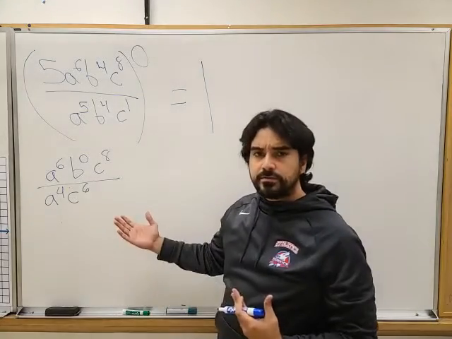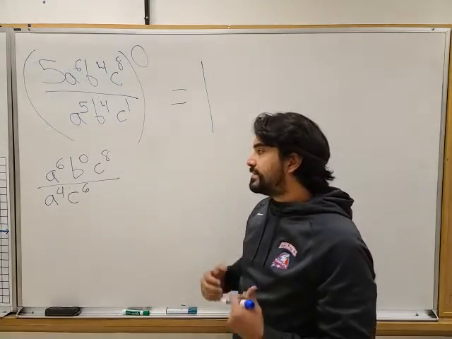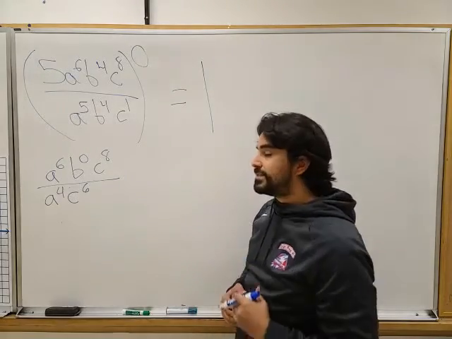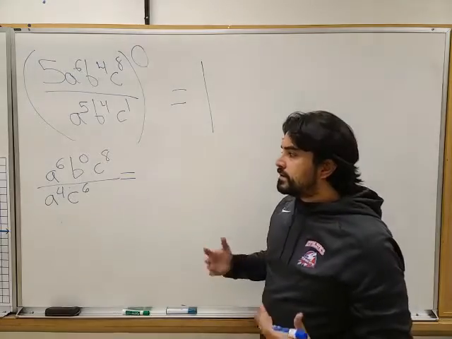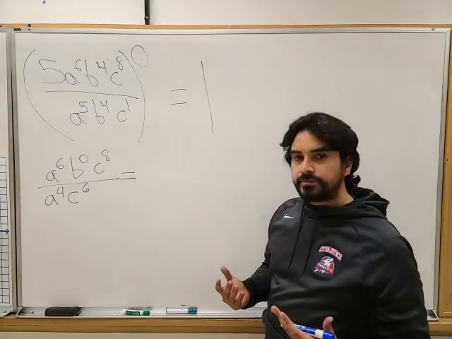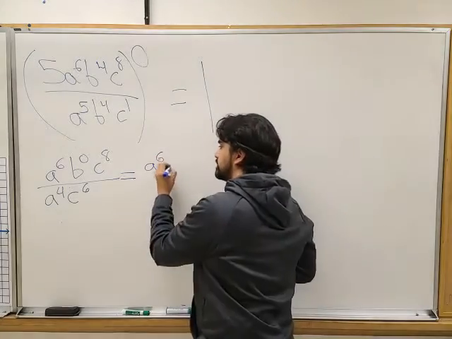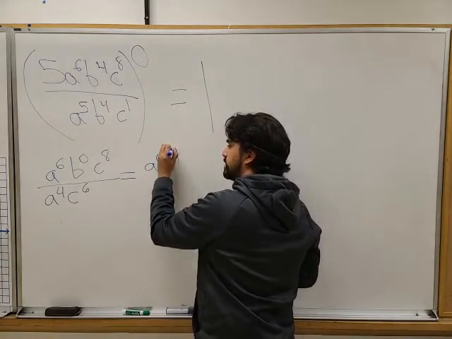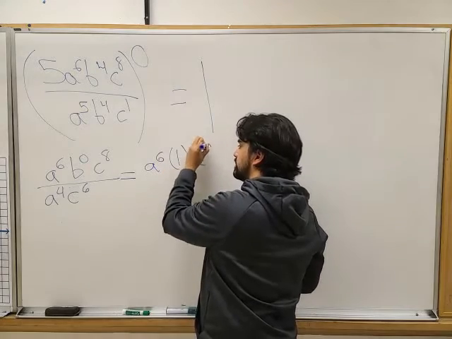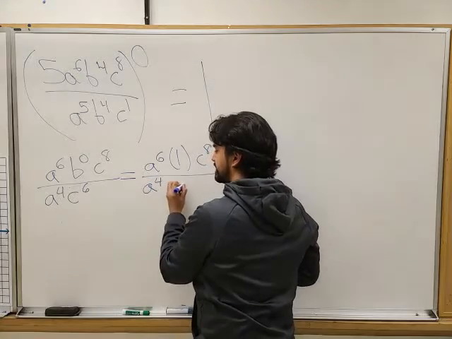Let's go ahead and try another problem. So we have a to the power of 6 times b to the power of 0 times c to the power of 8 over a to the power of 4 times c to the power of 6. Off the bat, first thing I would do is take care of my power to the 0. Well, a to the power of 6, b to the power of 0 is 1, c to the power of 8 over a to the power of 4 and c to the power of 6.